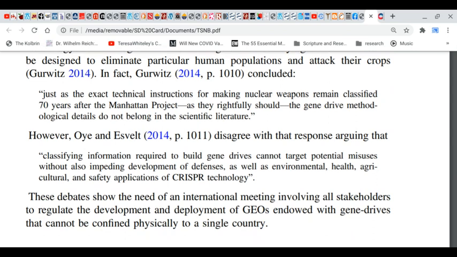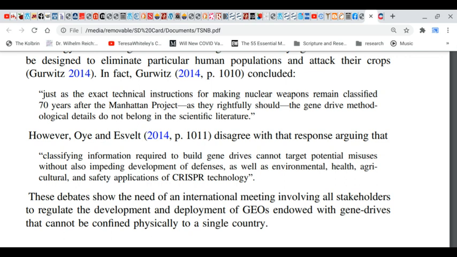However, Oye and Esvelt disagree with that response, arguing that classifying information required to build gene drives cannot target potential misuses without also impeding development of defenses as well as environmental health, agriculture, and safety applications of CRISPR technology. These debates show the need of an international meeting involving all stakeholders.